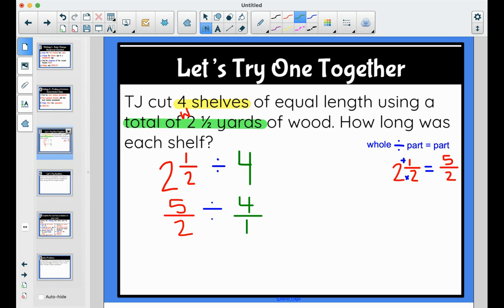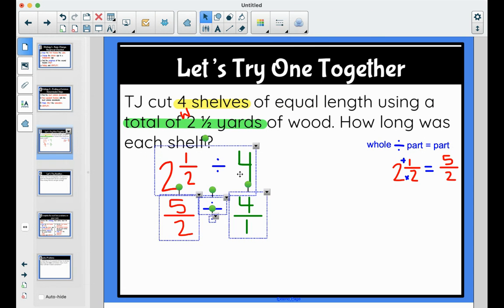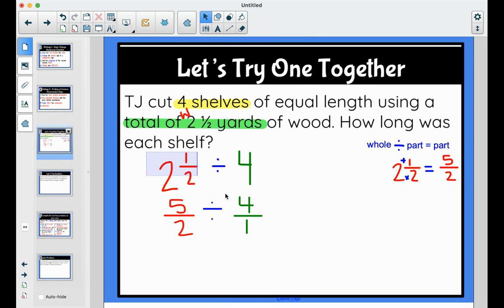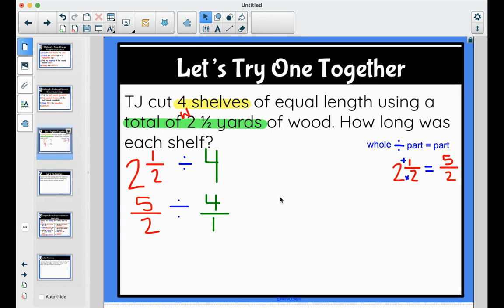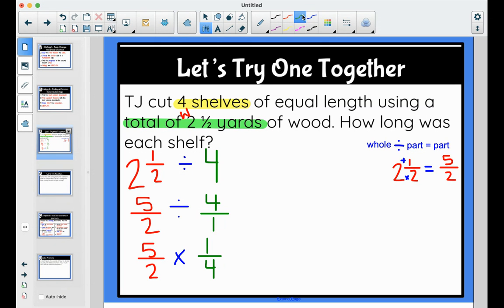So now I can start using my division strategies. I'm going to start with keep, change, reciprocal. So that means I am going to keep 5/2 the same. My division sign is going to change into a multiplication sign, and I'm going to find the reciprocal of 4/1, which is 1/4. Now I can just multiply straight across. 5 times 1 is 5, and 2 times 4 is 8. So I got 5/8 as my answer.